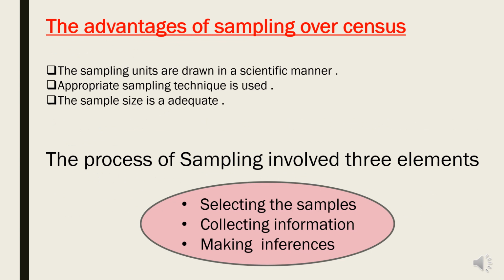The advantages of sampling over census can be realized only if the sampling units are drawn in a scientific manner, an appropriate sampling technique is used, and the sample size is adequate. The process of sampling involves three elements. First, selecting the sample; second, collecting information; third, making inferences about the population. The three elements cannot generally be considered in isolation from one another. Sample selection, data collection, and estimation are interwoven and each has an impact on the others.